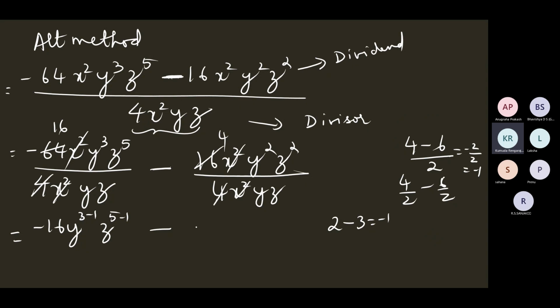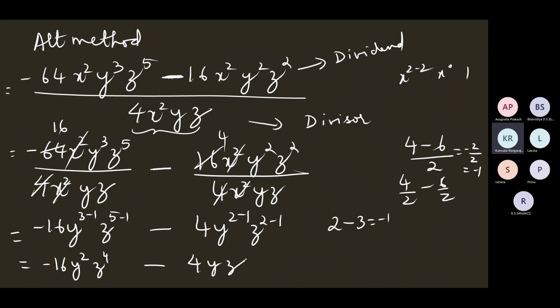-4 times x² cancels. So we have 4 there. x² cancels, so you can write x² - 2, which is x⁰, which is 1. I've just canceled the x squares. Then y² - 1, z² - 1. So the final answer, -16 as it is. 3 - 1 is 2, so y². 5 - 1 is 4. -4yz. This is the final step.